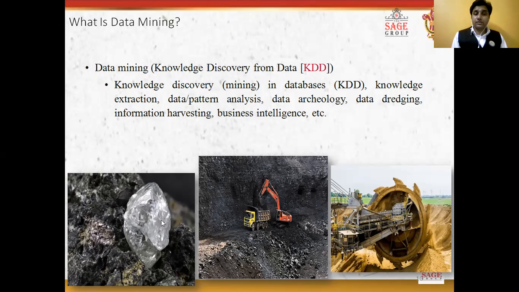We are trying to find out the diamond from coal. So we cannot find diamond from coal very easily. We will have to follow multiple processes, and then we get the diamond. So similarly in the data mining process, it means we'll have lots of data, and we'll have to extract knowledge. So that is why we are using the term mining in data.